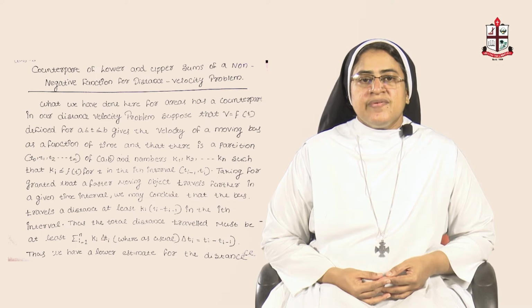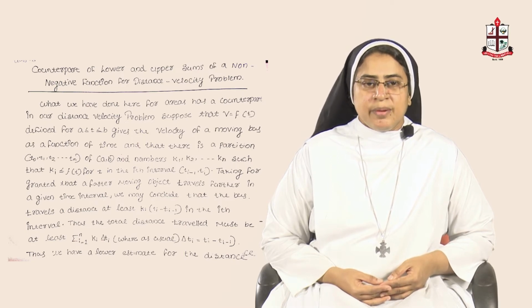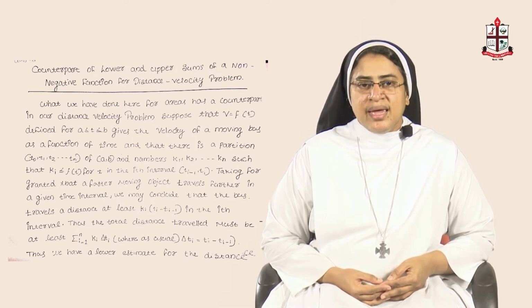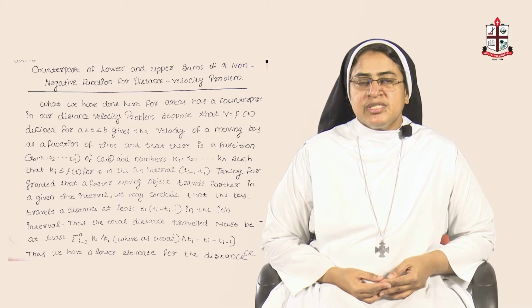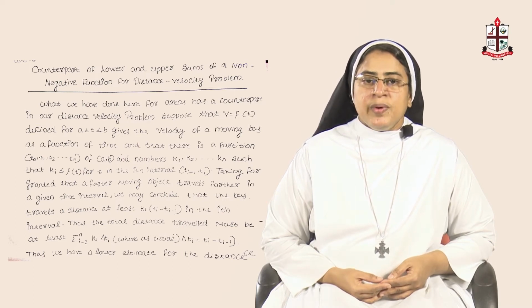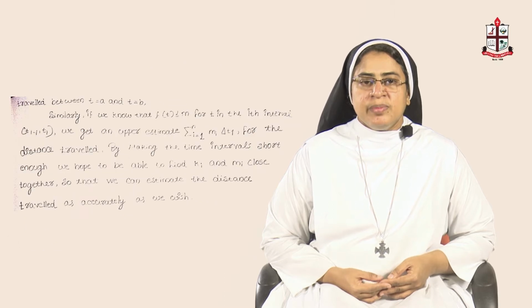Then how will you find the total distance travelled by the bus? It will be at least the sum from i equals 1 to n of ki into delta ti, where as usual delta ti is the length of the ith subinterval [ti minus 1, ti]. So, we have a lower estimate for the distance travelled between t equals a and t equals b.